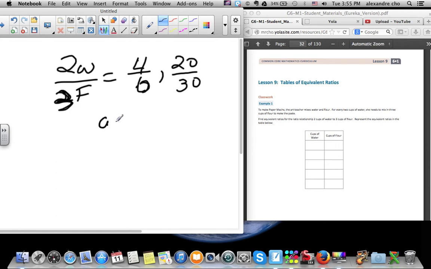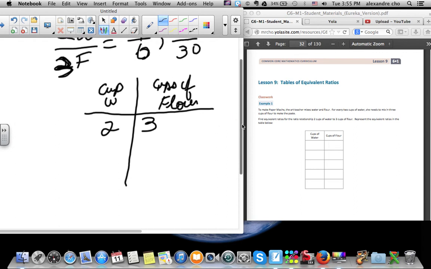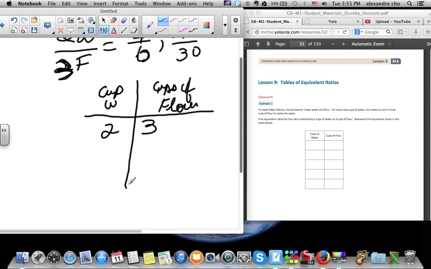So we have cups of water on this right side, and cups of flour. One day I'll learn how to write with this thing. Okay. And we're going to create a table, not as pretty as the one on your sheet. But the first one that we can write is 2 to 3. I guess visually might be more appealing too. And this is going to come in handy when we're graphing, so there's a point to this.